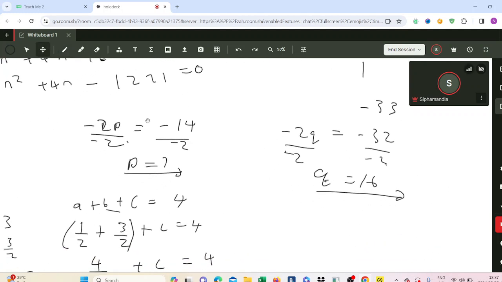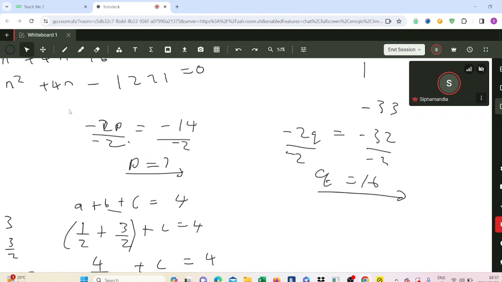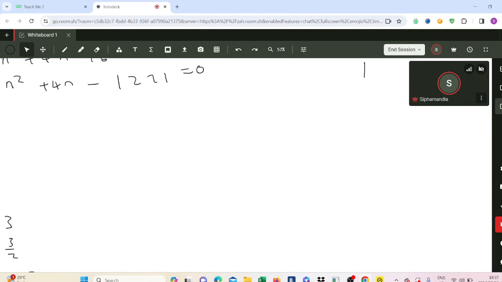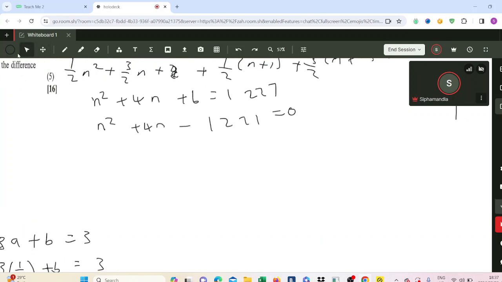Okay, let me erase this. So I can go ahead and factorize this. I can also use the quadratic formula to do this, or I can just find the factors. The factors for this are quite simple: n plus 37 and n minus 33.